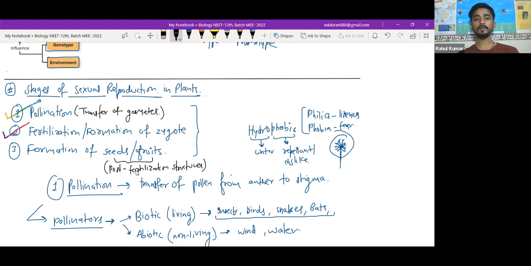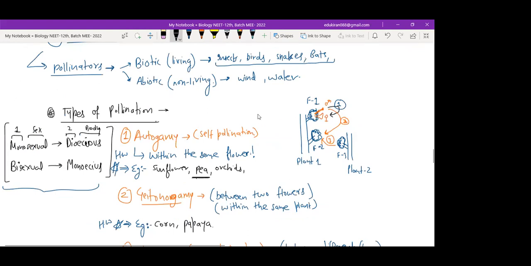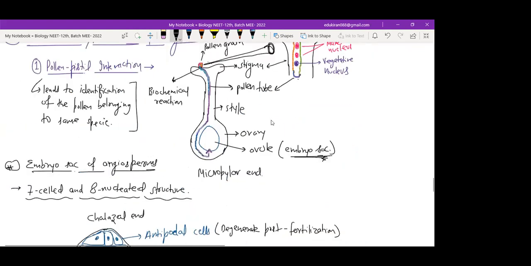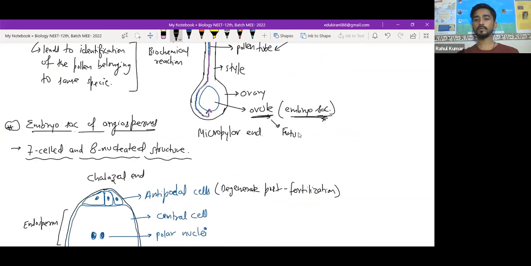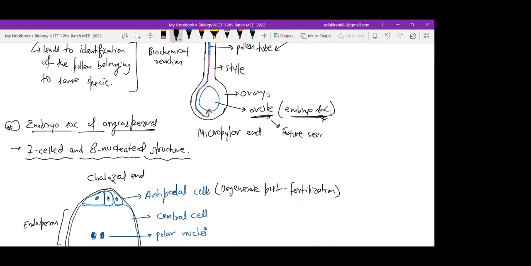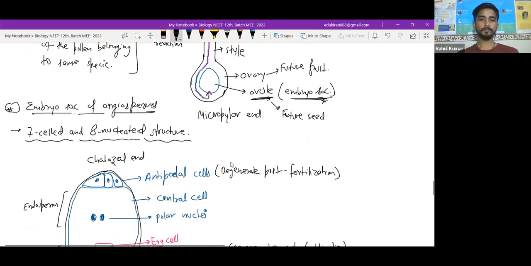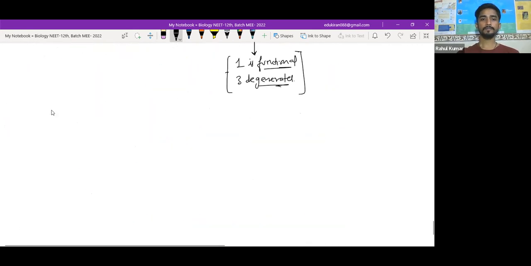So, which part is called future seed? Ovule. Yes, this is the future seed. And which part is fruit? Ovary. Yes, this is the future fruit. Perfect. Now write down the third part that we're going to start: formation of seed and formation of fruit.